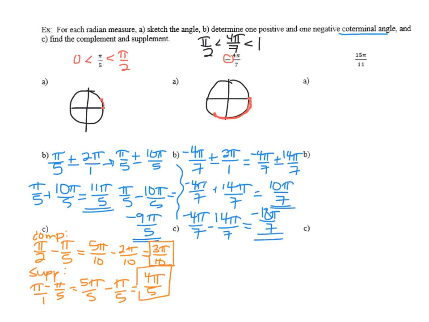And last but not least, your complement and supplement. We'll take a look at this. If theta equals negative 4 pi over 7, it's a negative radian measure. And by definition, complements and supplements have to be two positive measures. So that means this one has no complement or supplement because it's a negative angle. Radian measure. Sorry, it's a negative radian measure.